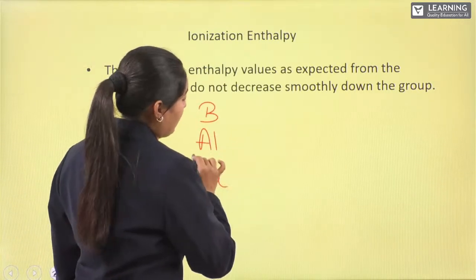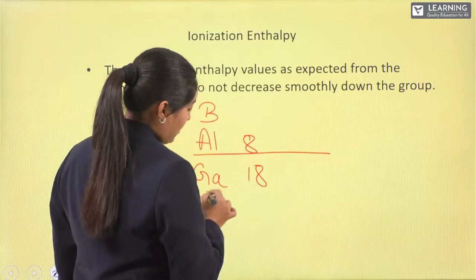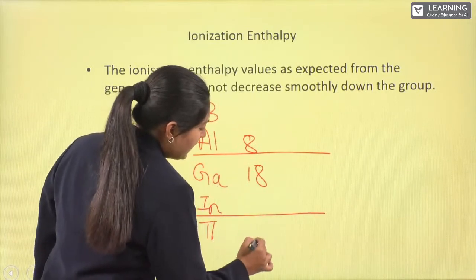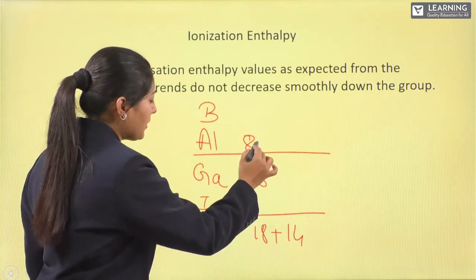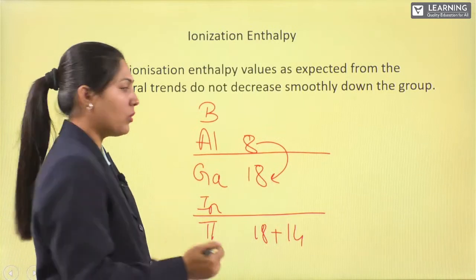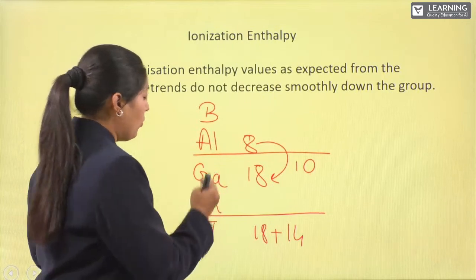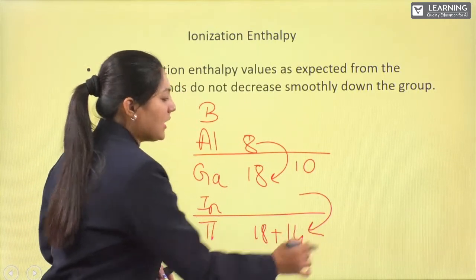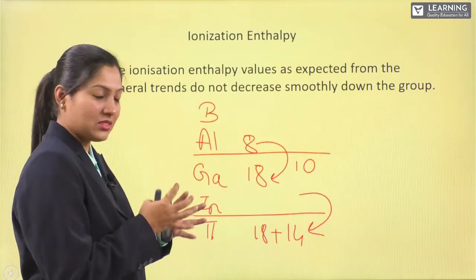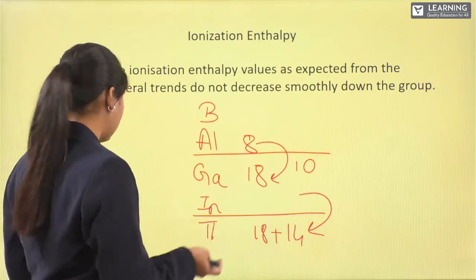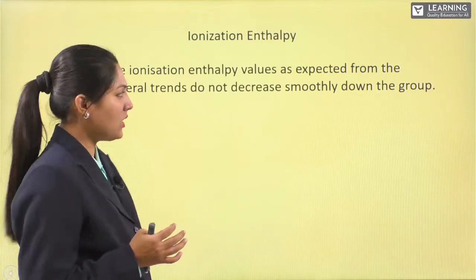So here we have noble gas electronic configuration till here, 8. From here it will be 18, where again from here it will be 18 plus 14. From here exactly 10 electrons are more, so the attraction will be 10 times more and size decreases. Here it is 14 electrons more, so attraction will be more, and it tends to decrease its size. So due to this we have a difference in the ionization enthalpy.